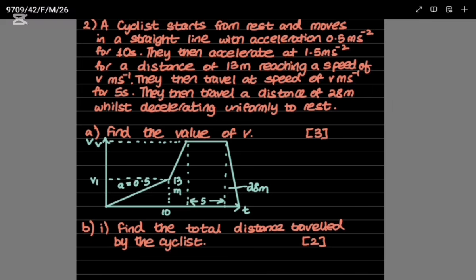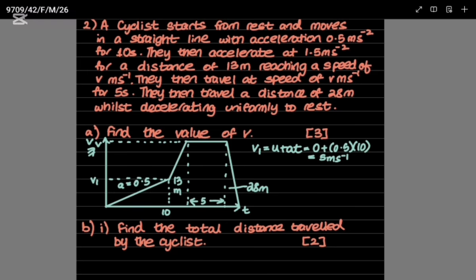Alright, perfect. Now part A. Find the value of V. So they want this, the value of V. For that, let's find V1 first. V1 is equal to U plus AT. You should know this by now. So it starts from rest, U is 0, plus acceleration 0.5, the time was 10. So this gives you 5 meters per second.